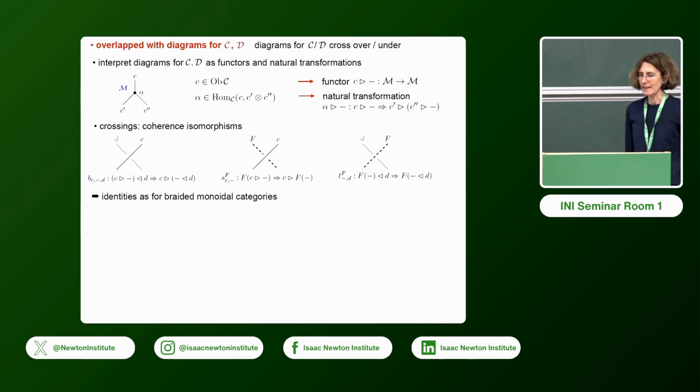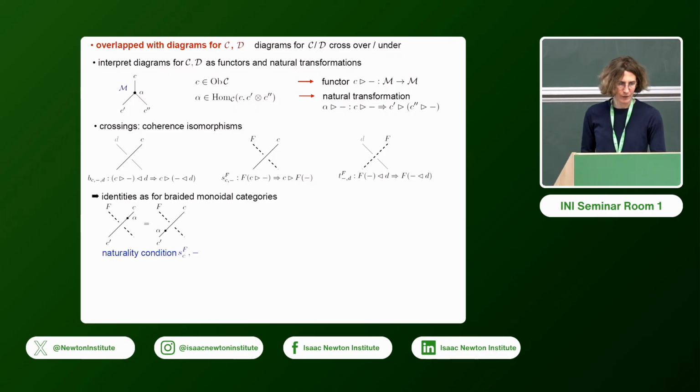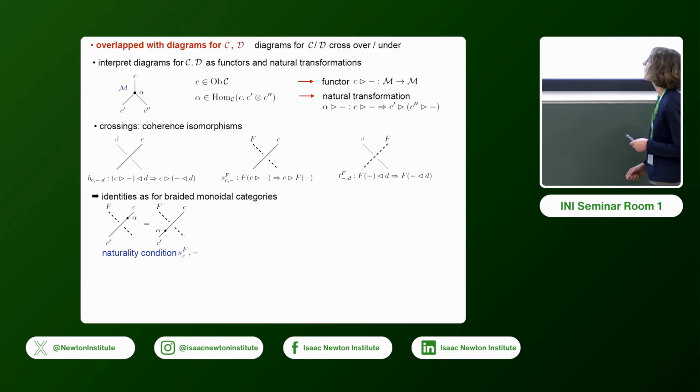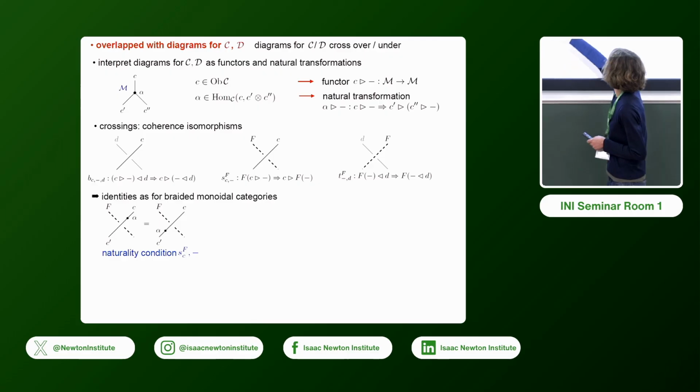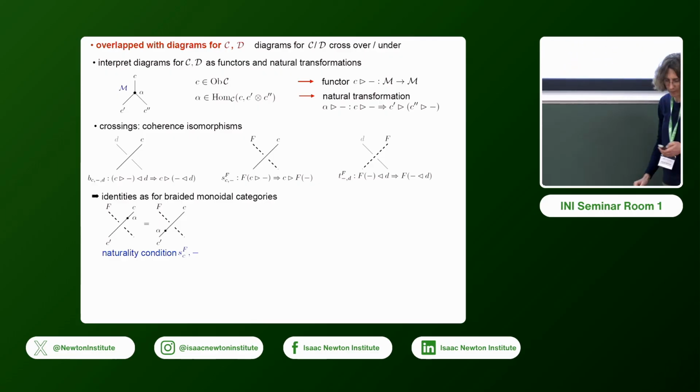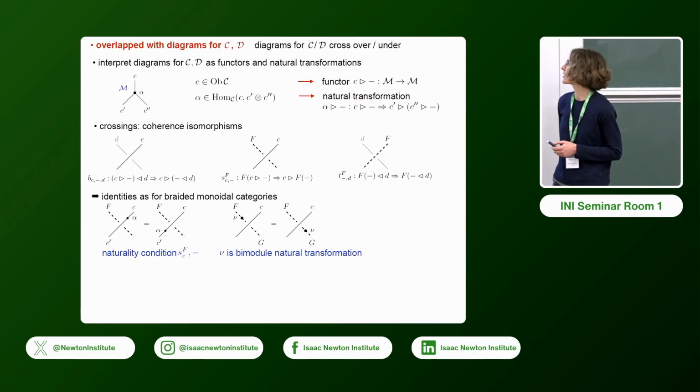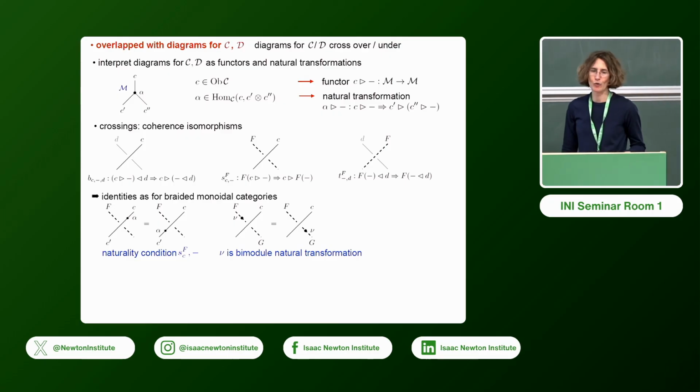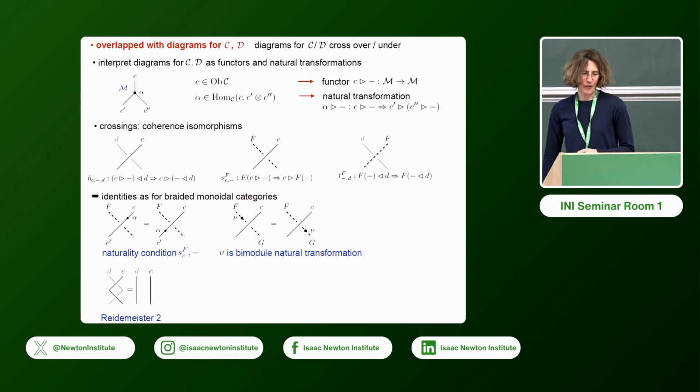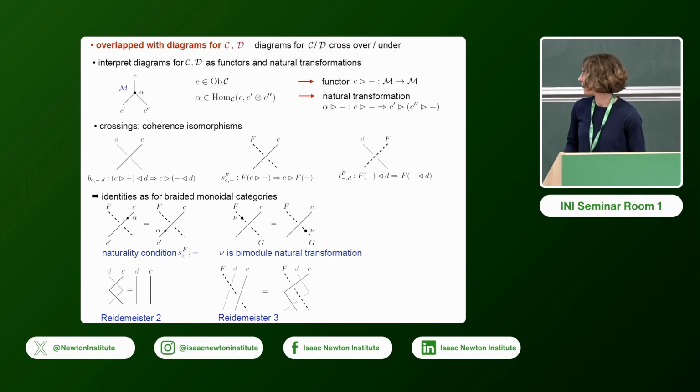And then it turns out one has identity just as for braided monoidal categories. So we have naturality conditions. The naturality condition on these coherence isomorphisms allows me to slide morphisms or dots on the lines for C over a crossing. Then the conditions on the bimodule natural transformations allow me to slide dots on a functor line over and under the crossings. Then we have something like a colored variant of the Reidemeister 2 move. That's just the invertibility condition of the coherence isomorphism. And we have something like a colored variant of the Reidemeister 3 move, which comes from some axiom on the coherence isomorphisms.